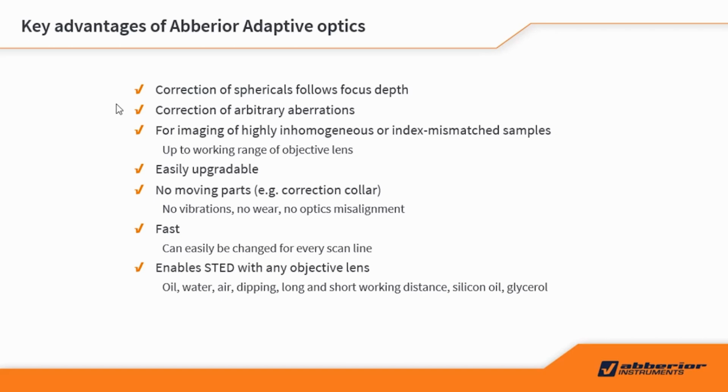On top, we can correct arbitrary aberrations, because arbitrary aberrations can be displayed on the SLM and the deformable mirror. It can be astigmatism, trefoil, you name it, or any combination of every aberration. And this, again, is what enables imaging of difficult samples, samples that are inhomogeneous, samples that are index mismatched. Typically, the limitation really is the working range of the objective lens.